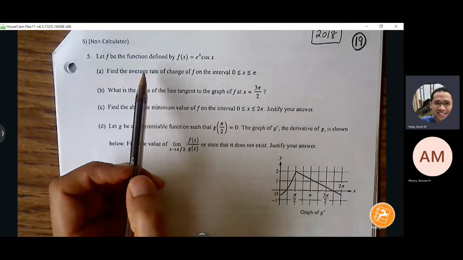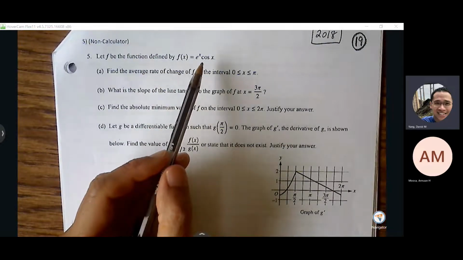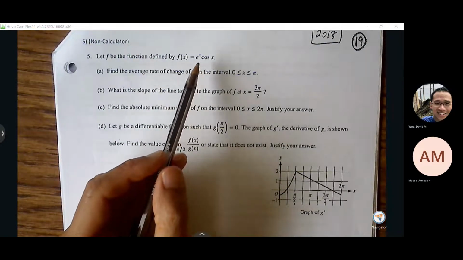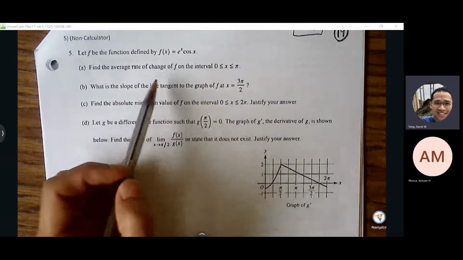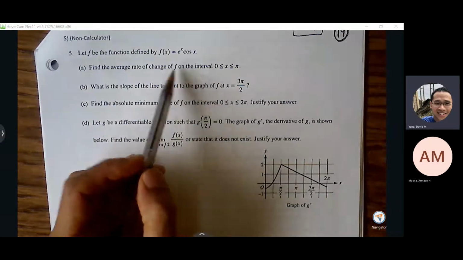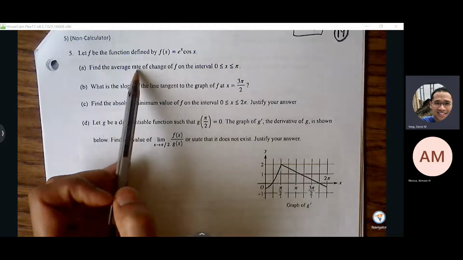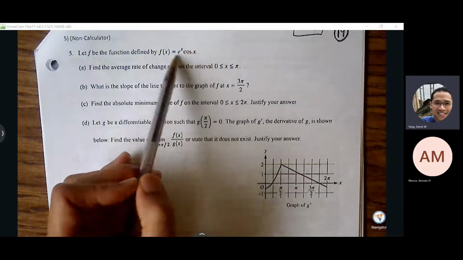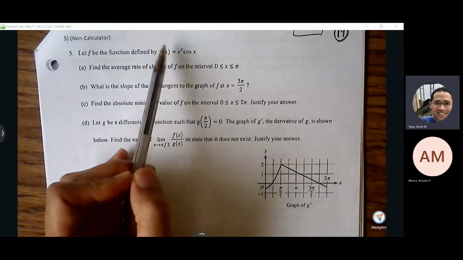Okay, let f be the function defined by e to the x cosine x. Find the average rate of change. So it's not asking for average value, it's asking for average rate of change. So that's just the slope between the endpoints. Okay.